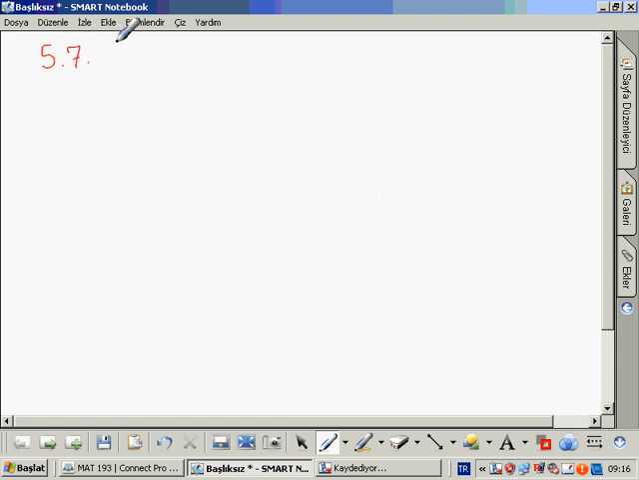We will continue with 7.5.7, the areas of plane regions.